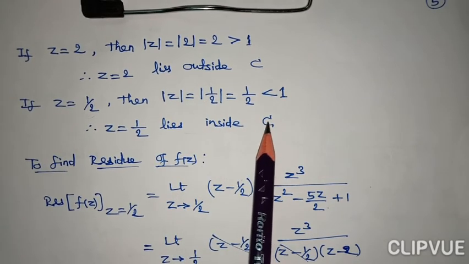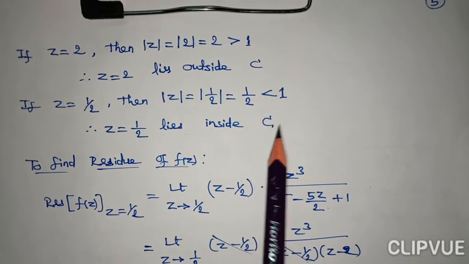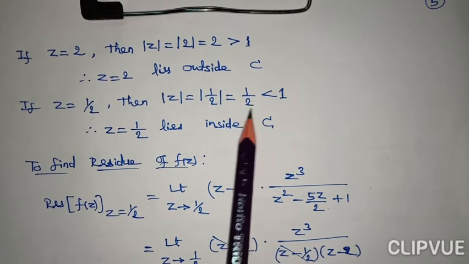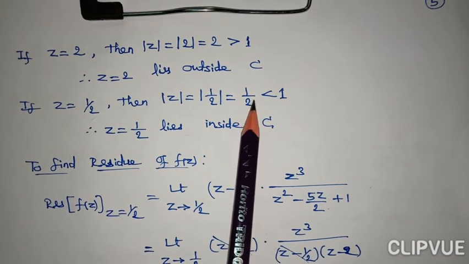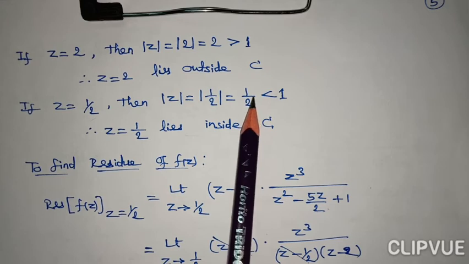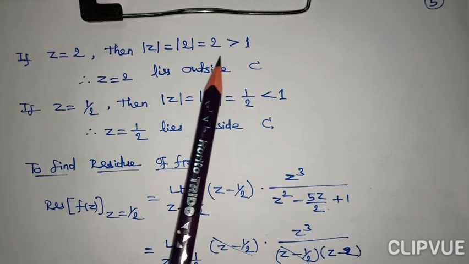Our C is the unit circle. Remember it, in all type 1 problems, C is the unit circle. If your answer is less than the radius, meaning 1, less than 1 means inside, greater than 1 means outside.